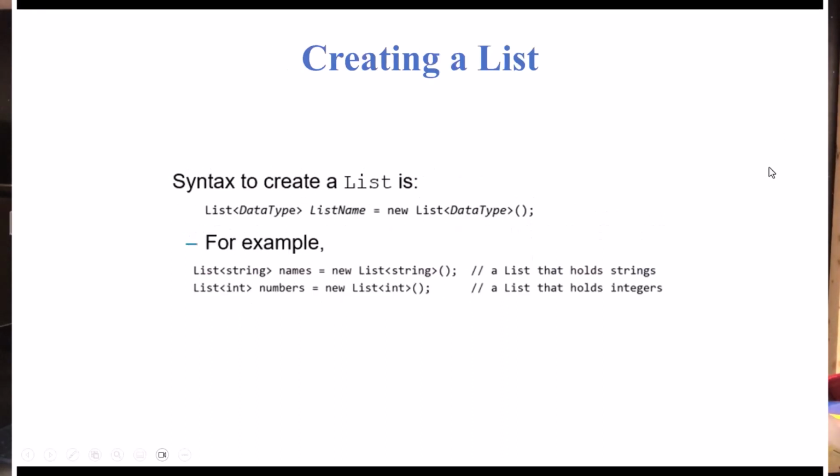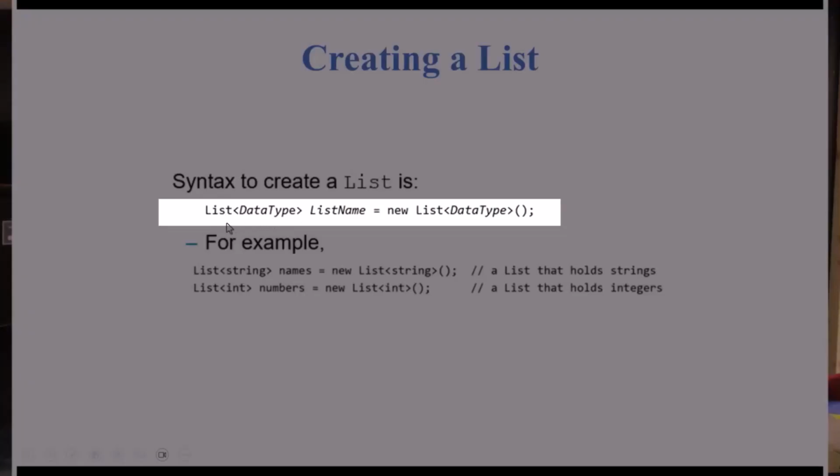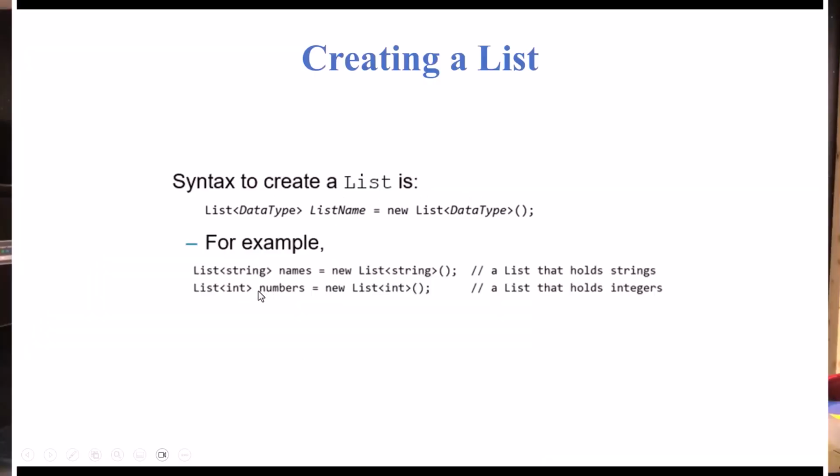It's very easy to create a list. You basically identify it by saying the data type you're going to be using: list string, list int, list whatever. Give it a name, and new list of that data type. There's a couple examples right here: list string names is a new list of strings, so it's going to be a list that holds strings. Another, list int numbers, is a new list of int, and it'll be a list that holds integers.